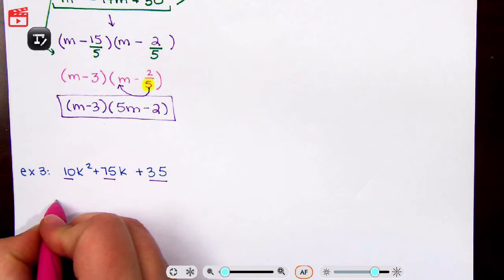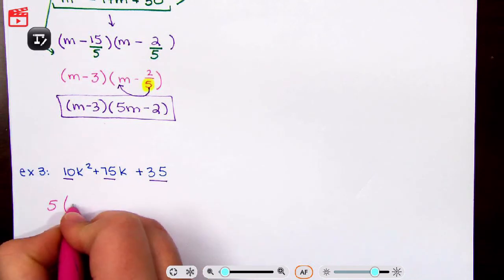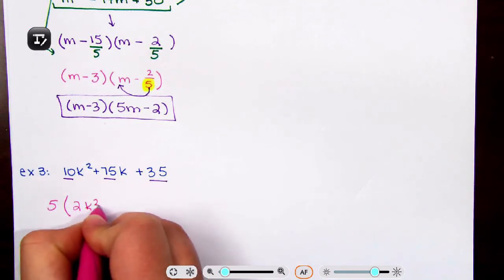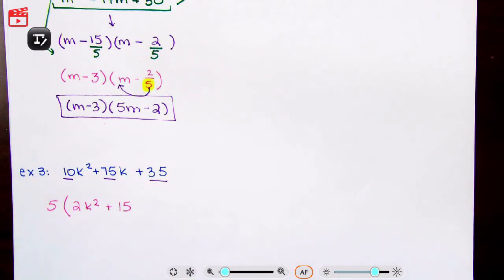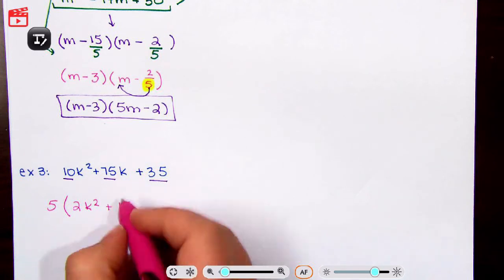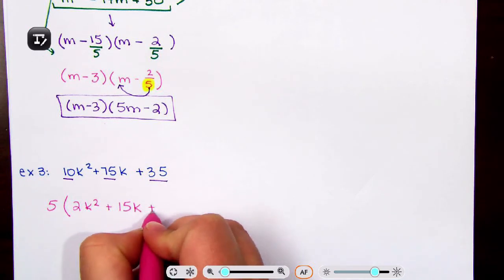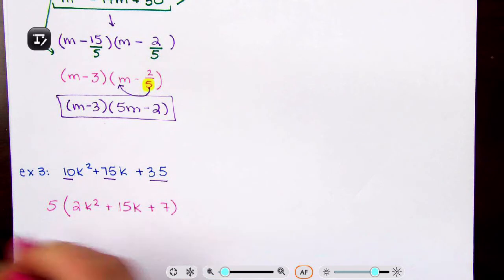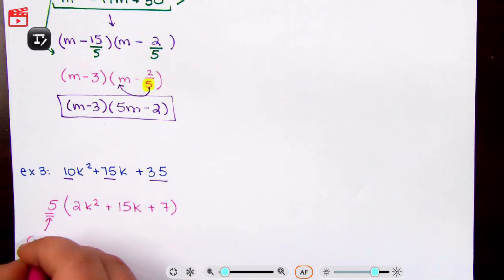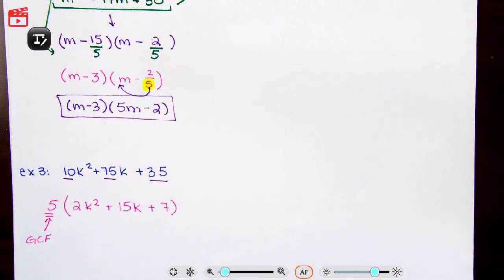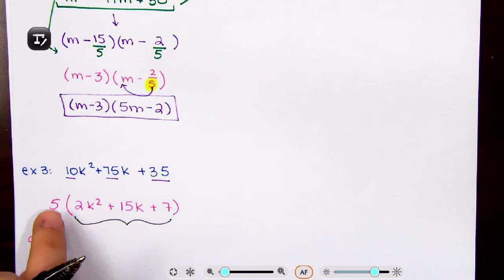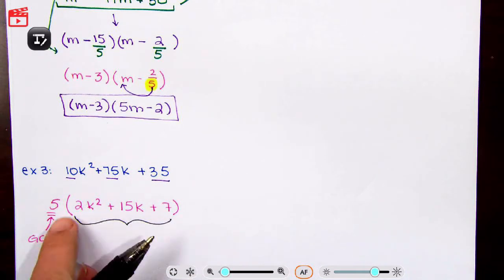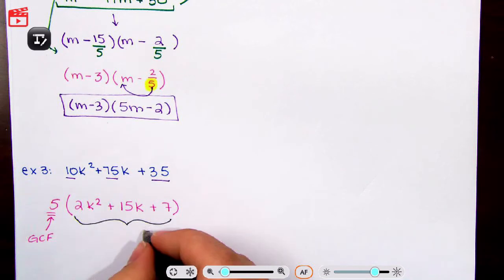Let's do that. Pull out a 5. Left over, I have 2k squared plus 15k plus 7. Let's double check that. 15 times 5 is in fact 75. Remember, this is our GCF. Do not forget it in your final answer. Now, looking into this bubble only, I'm going to be working here. I'm going to leave the 5 out, but I will remember it for our final answer.